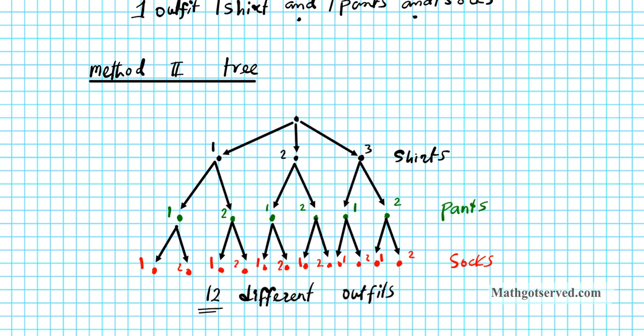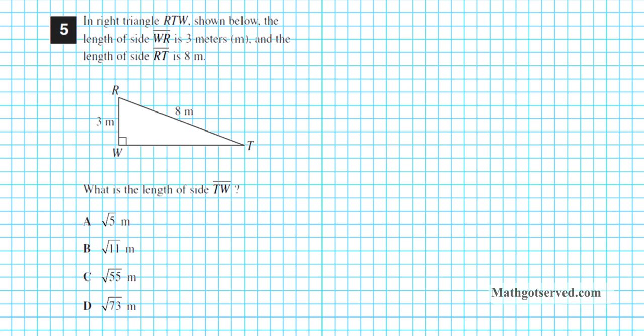Now let's take a look at the last number. So for question number 5, we're given a right triangle. WR is 3 meters and RT is 8 meters. We have to find the length of TW. All right, so what formula are we going to use for this problem?